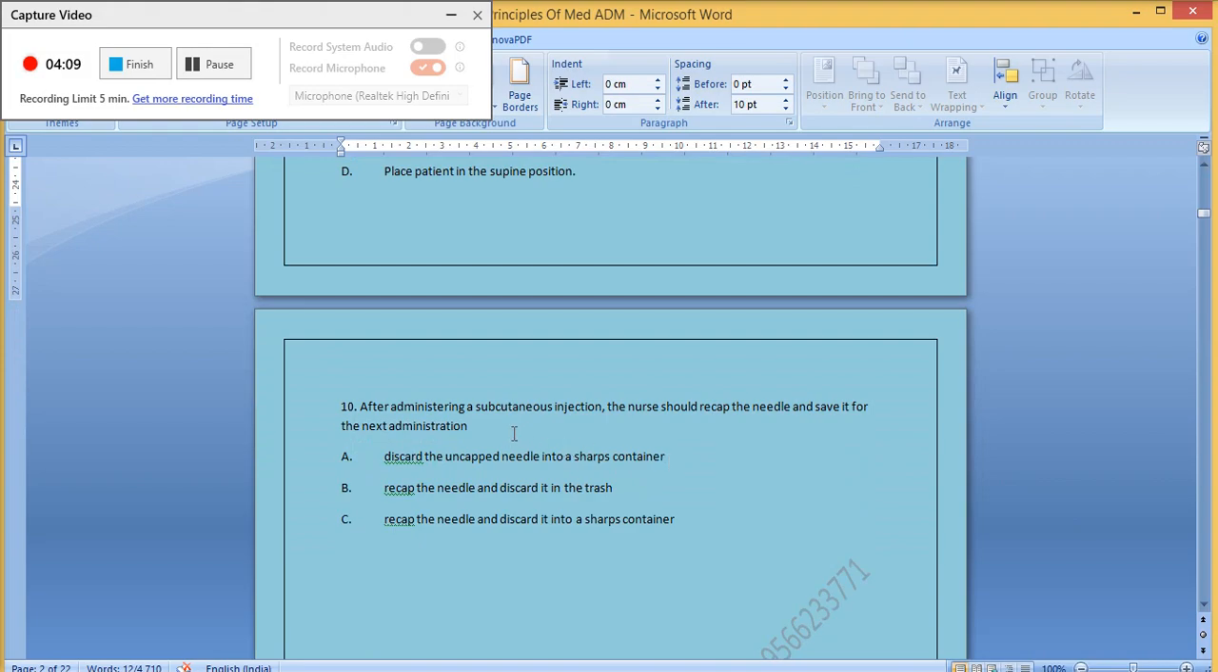After administering a subcutaneous injection, the nurse should A. Discard the uncapped needle into a sharps container. B. Recap the needle and discard it in the trash. C. Recap the needle and discard it into a sharps container. The correct answer is A. Discard the uncapped needle into a sharps container.